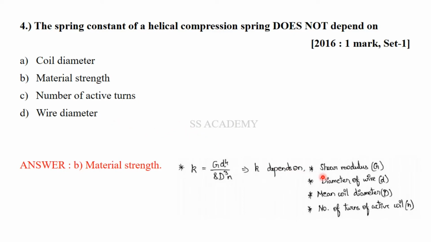Don't mistake shear modulus to be the material strength. Generally, shear modulus is the modulus of rigidity. It does not refer to the strength of that material. Material strength, generally UTS, ultimate tensile strength, or yield strength, these are referred to as material strength. This material strength is not indicated here. So, K does not depend on material strength.